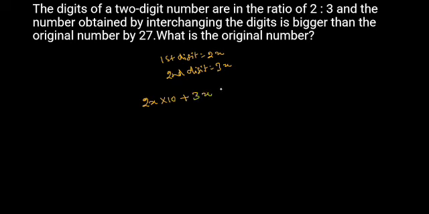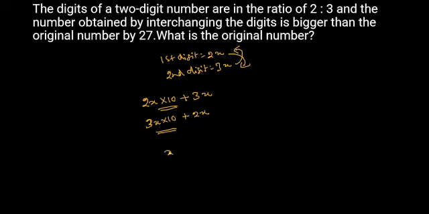Okay, now let us assume that this is the first number. Now what is the second number? That means you have to interchange it. Interchanging means the first digit will be 3x and the second digit will be 2x. So the second number is 3x into 10 plus 2x. Let us assume that this is one number and this is another number, by interchanging the position. So what is the difference? It is 27. So what is the original number?